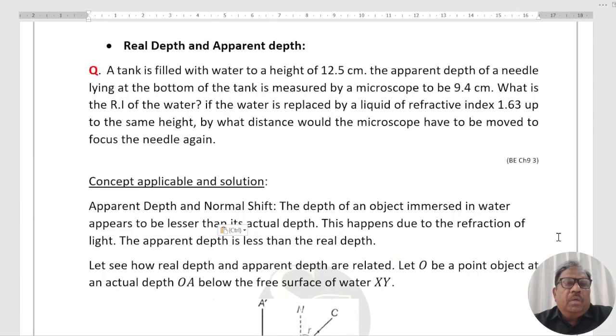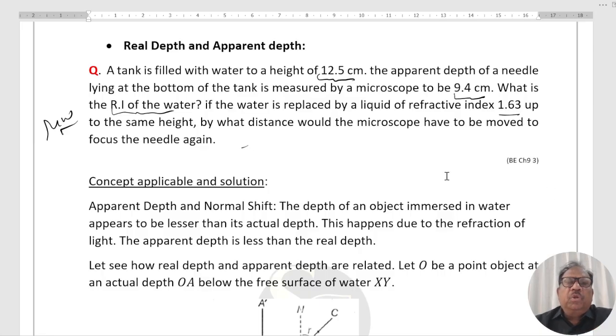Question: a tank is filled with water to a height of 12.5 centimeter. The apparent depth of a needle lying at the bottom of the tank is measured by a microscope to be 9.4 centimeter. What is the refractive index of water? Part two: if the water is replaced by a liquid of refractive index 1.63 up to the same height, by what distance should the microscope have to move to focus the needle again?